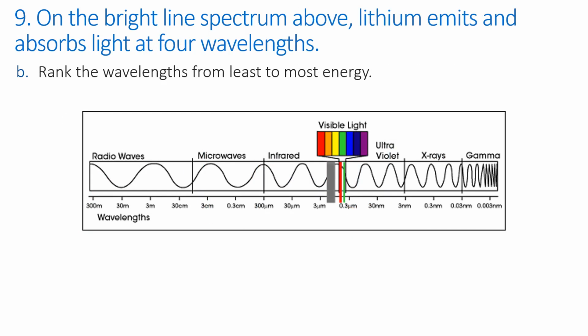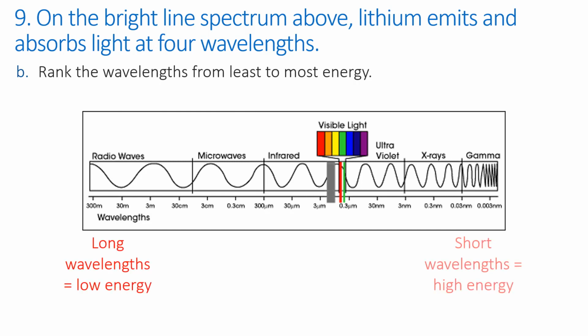Next, we want to rank the wavelengths from least energy to most energy. So long wavelengths give us low energy, and short wavelengths are higher energy. So energy is equal to h times frequency. So the bigger the frequency is, the bigger the energy will be. So in order, we need to start with our short wavelengths and go to our long wavelengths. So my shorter wavelengths are going to be high energy. They're going to have the most energy, whereas my long wavelengths will be the lowest energy.